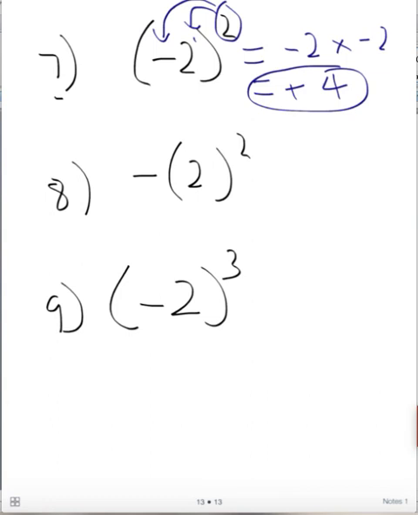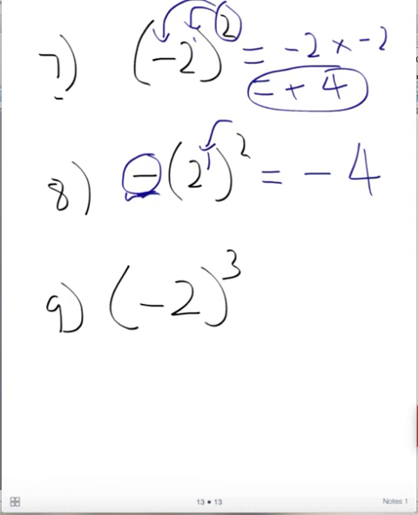See number 8, is that negative in the bracket? No, it's not, okay? So it's not included. So we're just saying 2 times 1, or 2 squared. So we end up with the negative stays on the outside, and 2 squared is just 4. So that one would have been a negative 4 because this was on the outside.